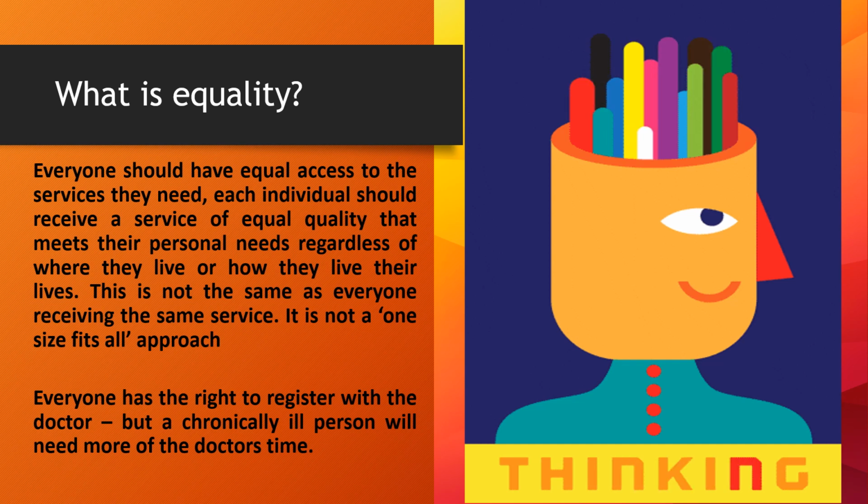And a good example of this is everyone has the right to register with a doctor. That is an element of equality. But equal need access would be the idea that someone who's chronically ill would get more time with a doctor than someone who is relatively healthy.